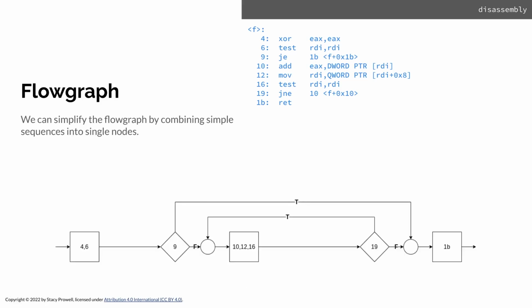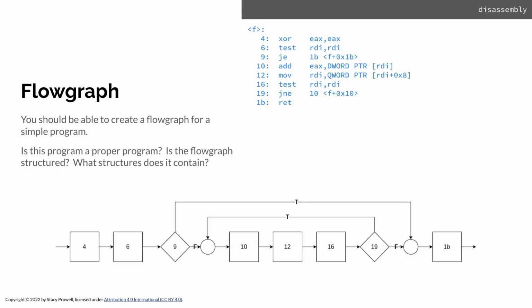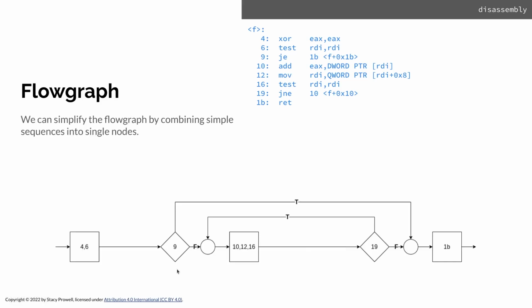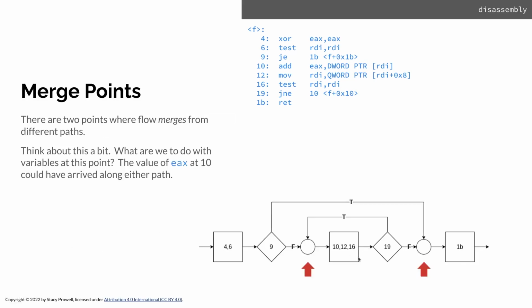We can simplify it. So if you go back one, you'll see that we had a little sequence of 10, 12, 16. Over here we had a little sequence of 4 and 6. We can just combine those. And so we now have this much simpler little flow chart, which only has a handful of nodes in it. So you'll see some flashing arrows there. Those flashing arrows are calling out the merge points, the things we've been talking about as being potentially problematic.